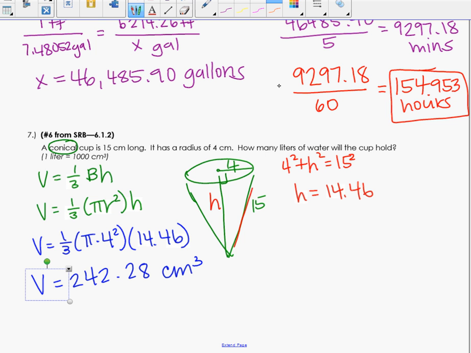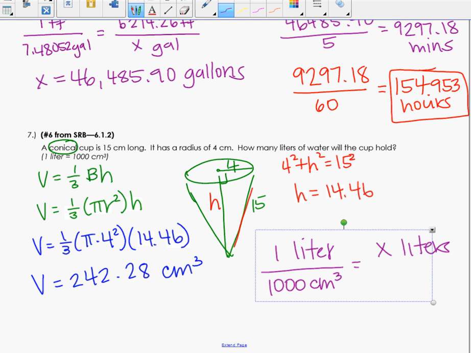The nice thing is we don't need to do a lot of conversions like we had to do in the last problem. Here we can just say, okay, 1 liter, and these conversions will be given to you, we're not going to expect you to know them, is 1,000 centimeters cubed. So I want to know how many liters then, so x liters are in 242.28 centimeters cubed.